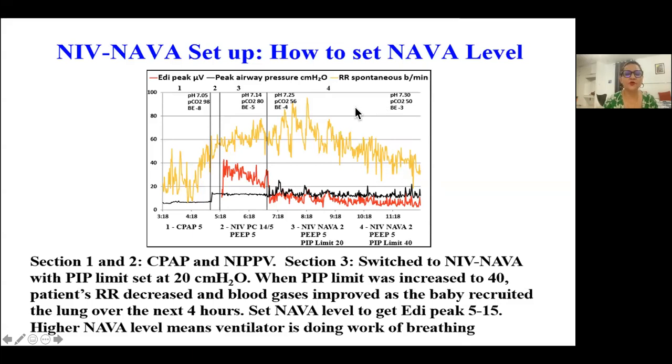And then your blood gas has improved, and slowly the baby's requirement of pressure would come down by itself. So this is how you will be keeping the NIV-NAVA level of this baby.